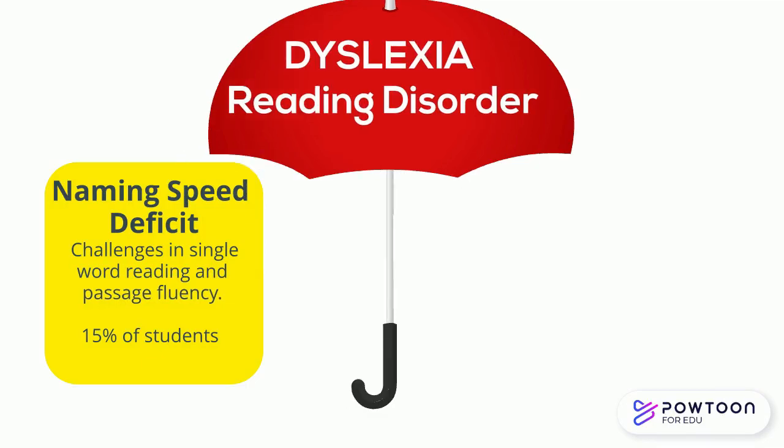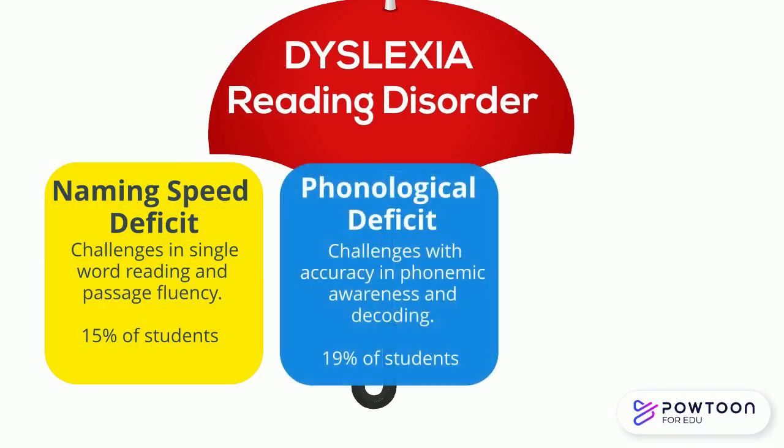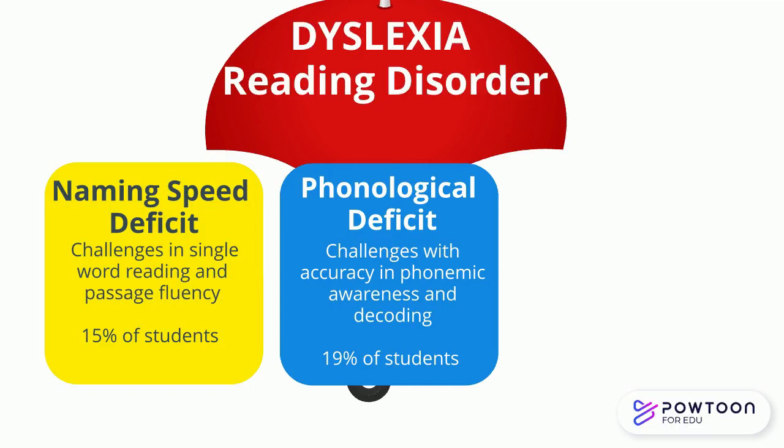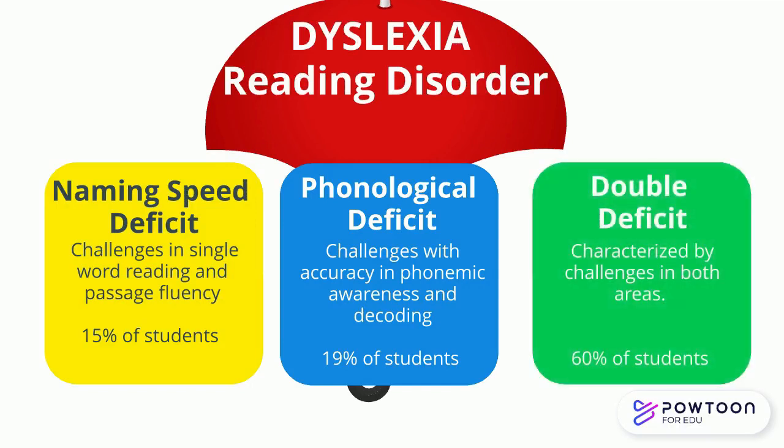About 19% of students with reading disorders could be characterized by just having a phonological deficit. They often struggle with accuracy in phonemic awareness and decoding. Finally, about 60% of students with dyslexia could be characterized as having a double deficit, which means they require intervention for both naming speed weaknesses and a phonological deficit.